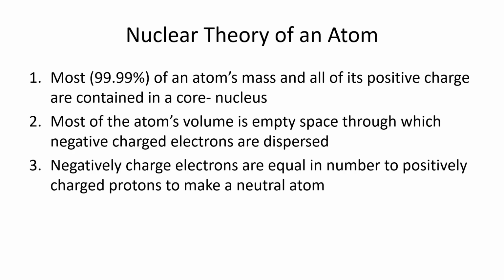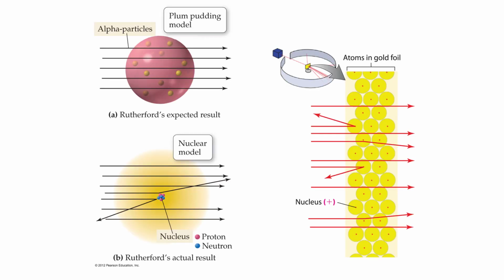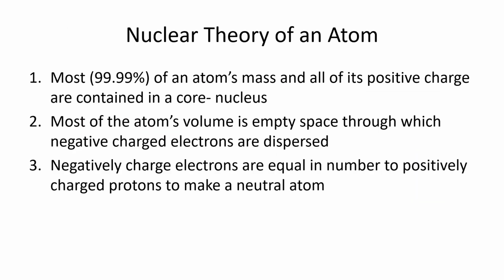Next, most of the atom's volume is empty space. Look at this nuclear theory. See how most of it, that yellow part, we're going to assume that's mainly neutral. I mean, it's going to be mainly empty space through which the electron is going to follow. Okay, but the electrons are within that yellow portion, and so those are negatively charged, but they're dispersed all throughout that empty space.